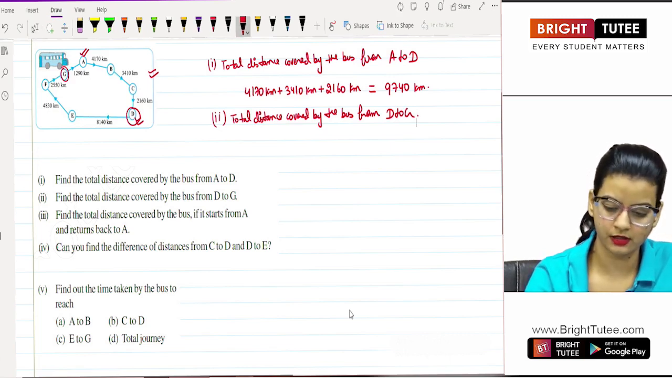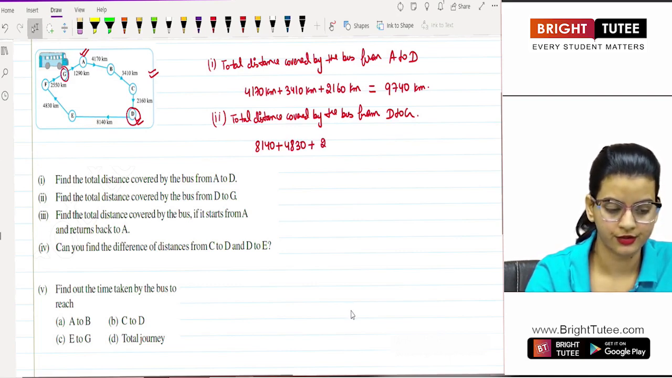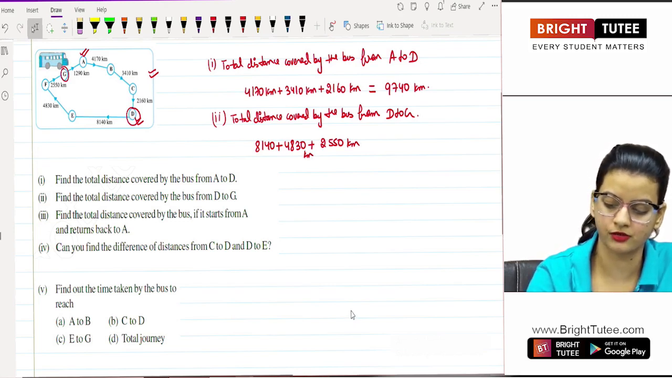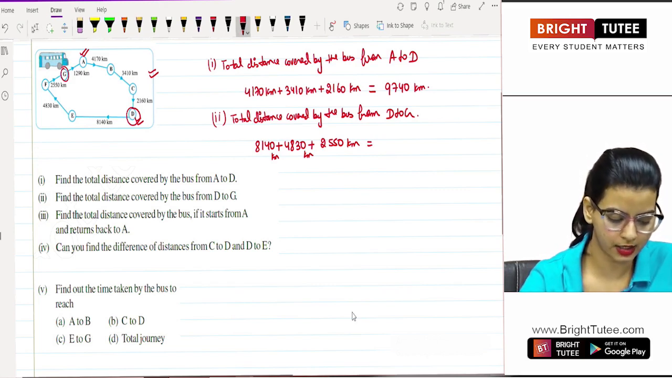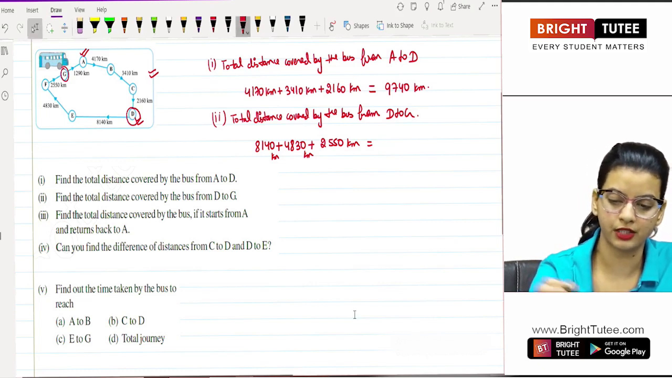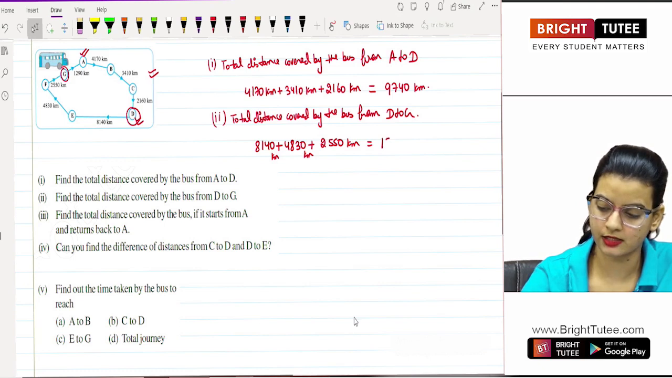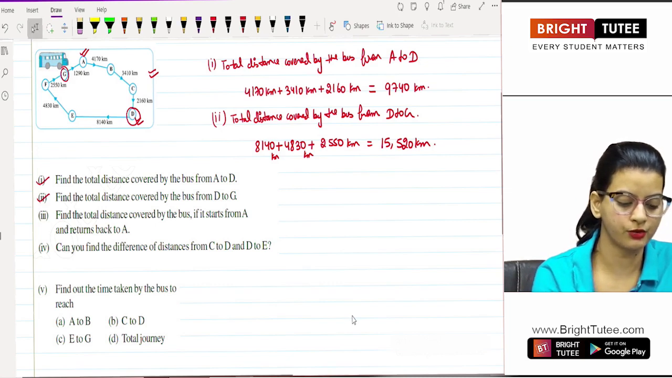Okay. So this is 8140 plus 4830 plus 2550 kilometer. All this is in kilometers, so I'm just going to mark kilometer as well. If we add all these three, the total distance that we get is 15,520 kilometer. So the first two questions are done.